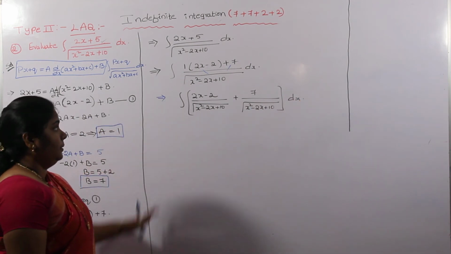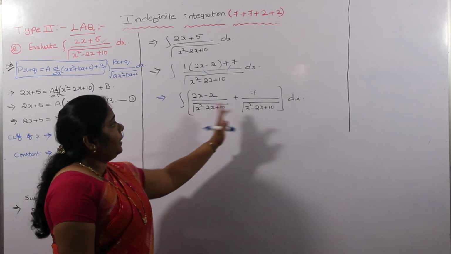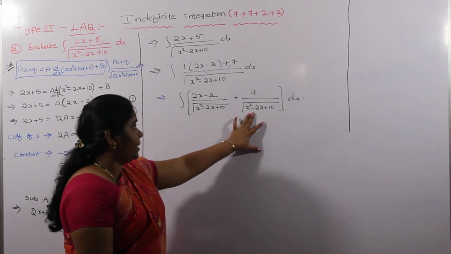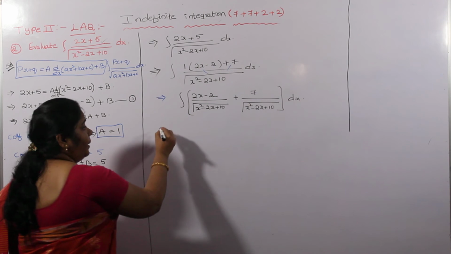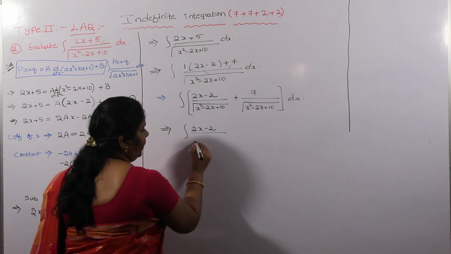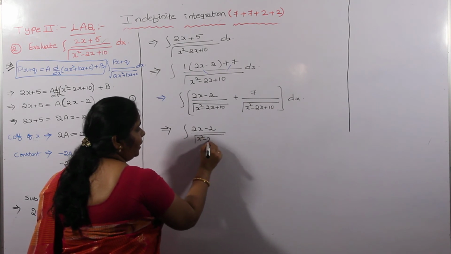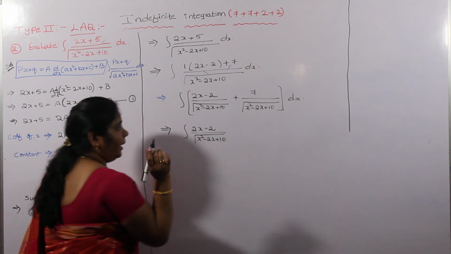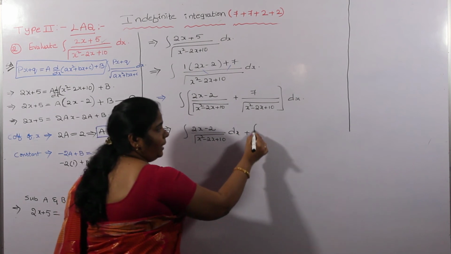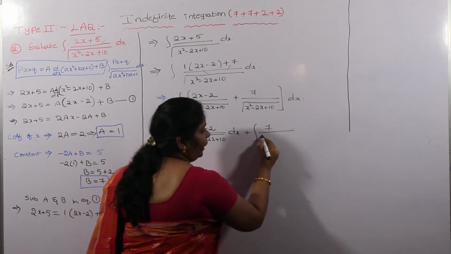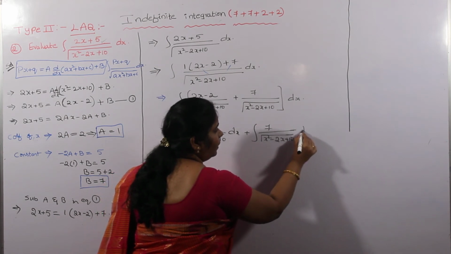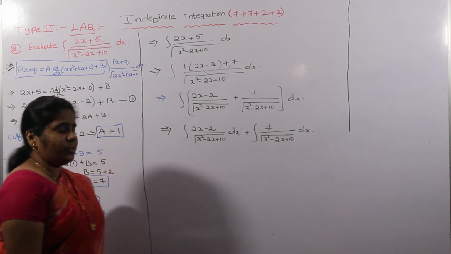After the splitting, we take the integration of each function separately. Here we have two functions, one is this function, another function is this. Integrating each function separately, that implies integral of (2x minus 2) divided by root over x square minus 2x plus 10 dx, plus integrating this function also, that is integral of 7 divided by root over x square minus 2x plus 10 dx. Okay.